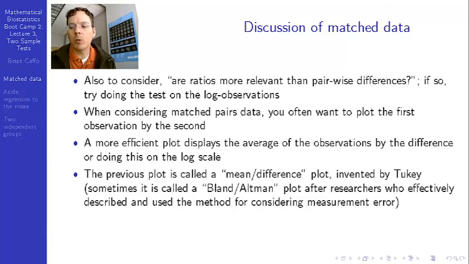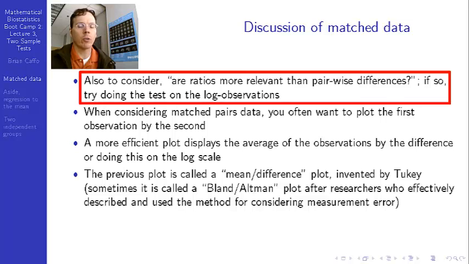Okay, so we're not going to spend too much more time on paired differences. I'm hoping for everyone in this class that this discussion is no great stretch. But let me raise some points. When you're doing a paired t-test, it's generally worthwhile to ask the question: are ratios more relevant than pairwise differences? If ratios are more relevant, then consider doing the paired t-test on the log observations rather than the observations themselves.